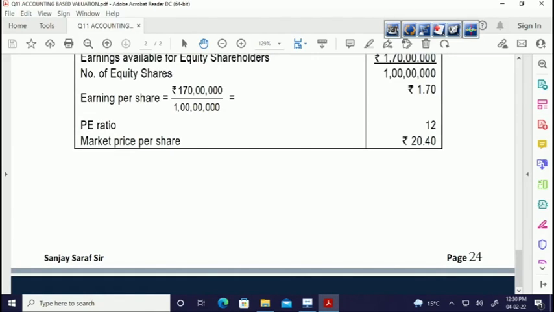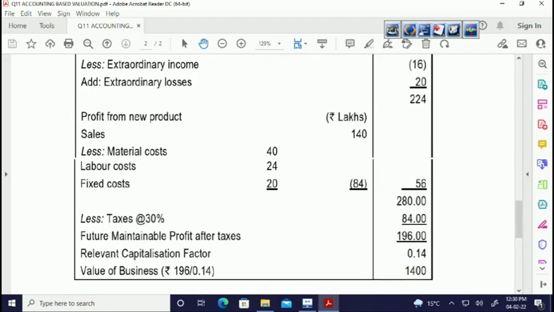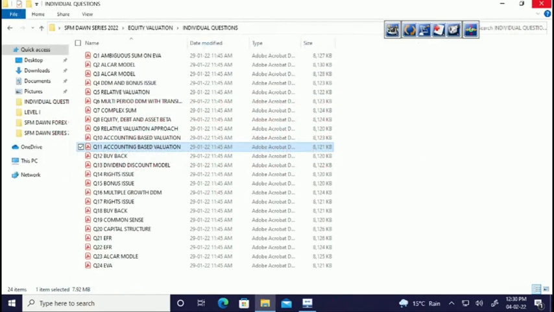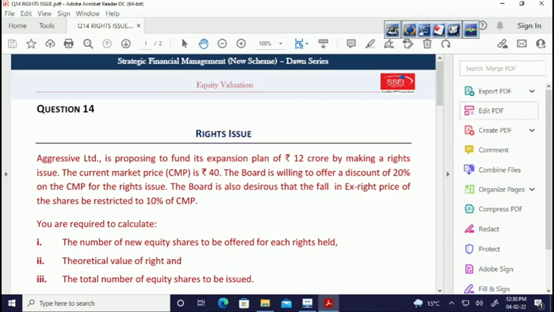Both these sums, although I have done them fast, there is no question of anybody thinking that sir is going fast, because these are sums already done in class. You would wish me to do it fast so that your time doesn't get wasted. Okay, let's move to the next series of questions. I am now going to move into rights issue. Okay, question number 14. Rights issue.